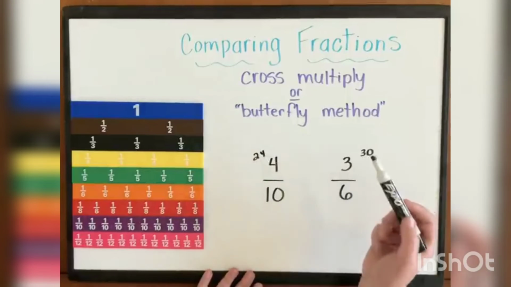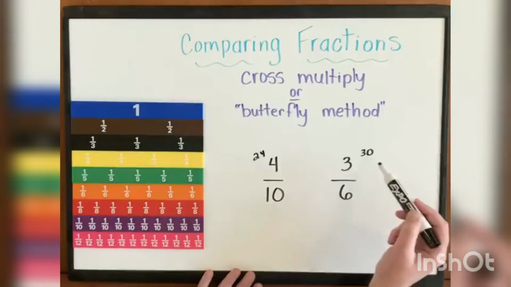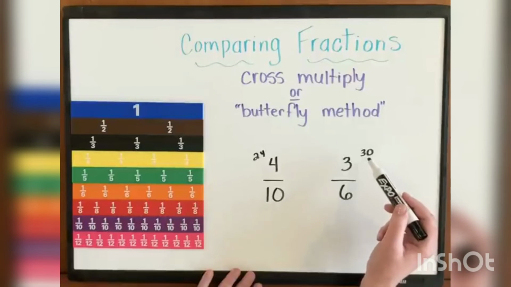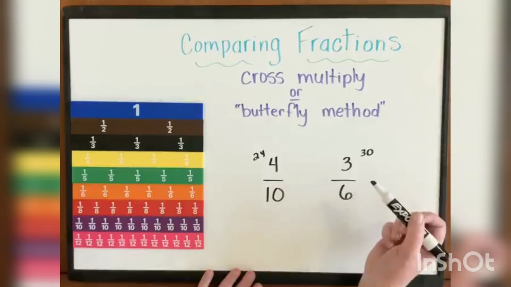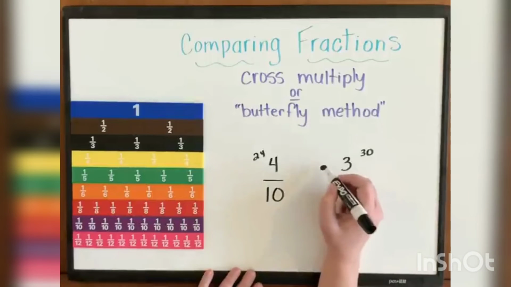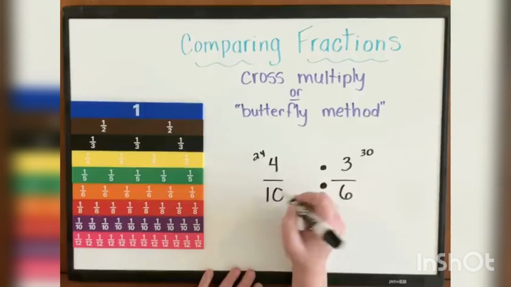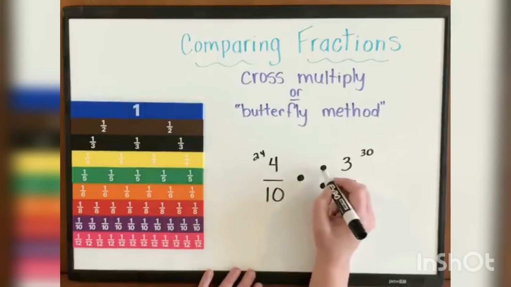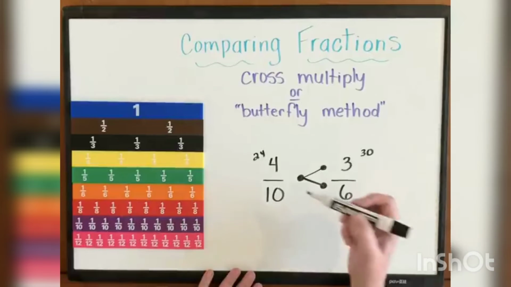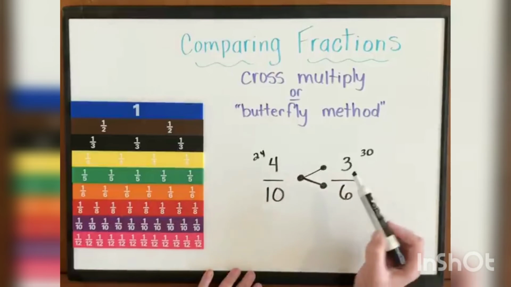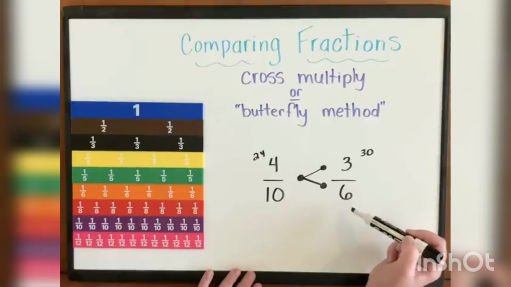24 and 30, what is greater, 24 or 30? Clearly 30 is much more than 24, which means 3/6 is greater. So 3/6 gets 2 dots, 4/10 gets 1 dot, and I'm going to connect my dots. 4/10 is less than 3/6.